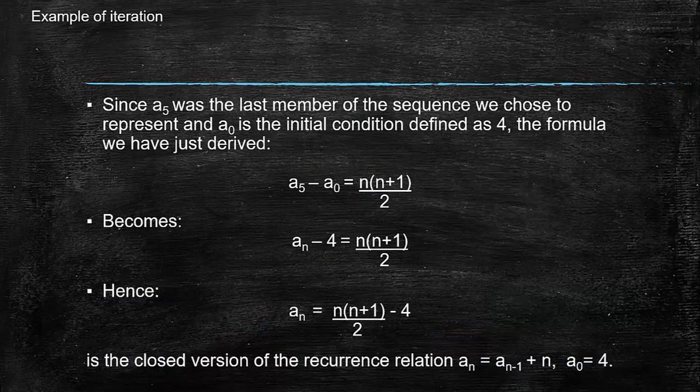So since A_n was the last member of the sequence we chose to represent on the previous slide, and A_0 is the initial condition, which is defined as 4, the formula we've just derived would be A_n minus A_0 equals n times (n plus 1) over 2. Stick in 4 for A_0, we have A_n minus 4 equals n times (n plus 1) over 2. And so A_n equals n times (n plus 1) over 2 plus 4.